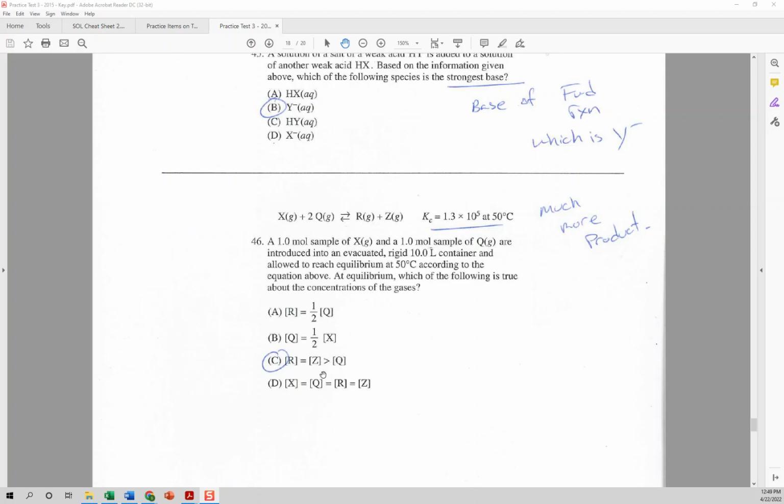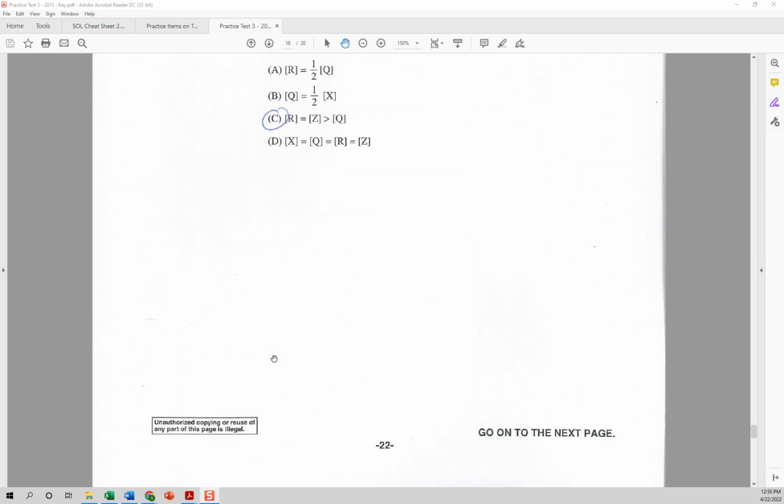And we know that they're going to be a lot greater in terms of concentration than Q and greater in the concentration of X because products are favored, or heavily favored at equilibrium, because we have such a high equilibrium constant. Okay, so none of the other things would hold true, so it would be C.